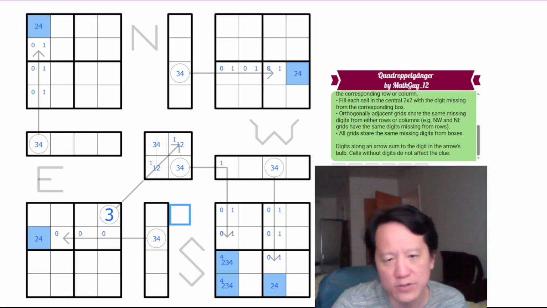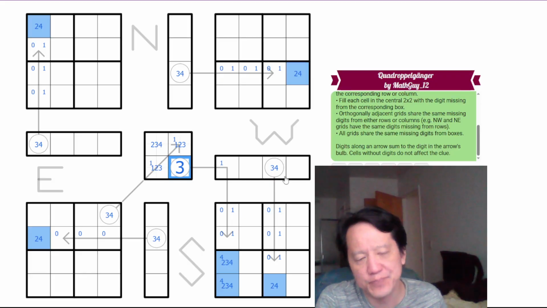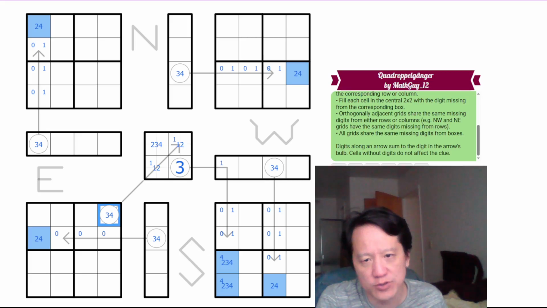Maybe. Let's go not that assumption. Let's assume this is 3 then. That does the same thing, which forces this to be 1, 2, which adds up to 3 there. But that gives us more clarity about this.